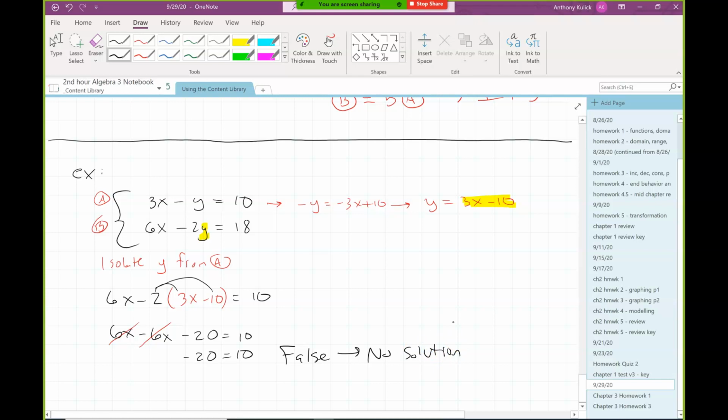Okay? If you're left with something like 5 equals 2, or 0 equals -5, or whatever, whether you're doing substitution or elimination, what that tells you is that there's no solution.